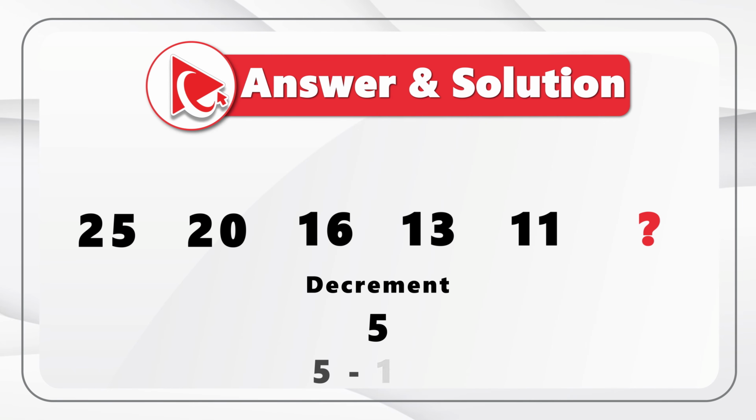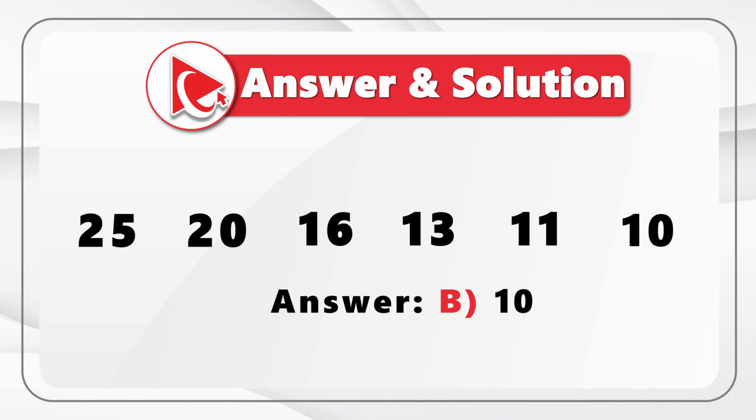Then we decrease decrement by 1, and the decrement becomes minus 4. 20 minus 4 equals 16. 16 minus 3 equals 13. 13 minus 2 equals 11. And 11 minus 1 equals 10. So the correct answer here is choice B, 10.